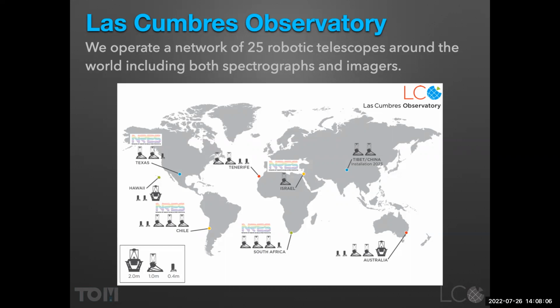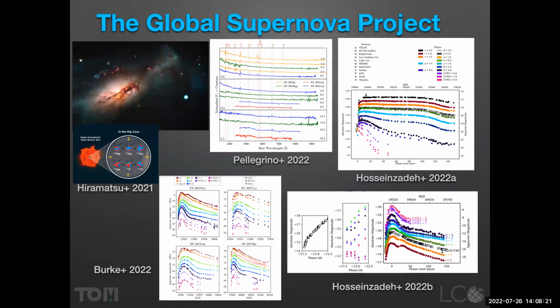Now, this exists and it's operating today, and even the data flow from this is becoming unmanageable to do by hand. Andy can tell you a lot about how this is all working. Working with the telescopes at Las Cumbres Observatory, we've been working on a major project called the Global Supernova Project. These are a couple of plots that I've pulled from recent papers from either graduate students or postdocs.